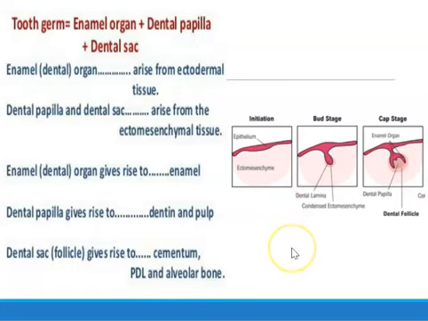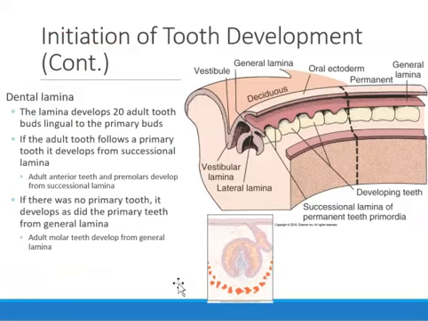Okay, so again, let's recap. The enamel organ, this part in dark pink, will become the enamel, the white substance of your tooth. The dental papilla, in brown right here, will become the dentin and pulp. And the dental sac or dental follicle, two terms used to describe this light pink part, will become other parts of the tooth, which are known as cementum, periodontal ligament fibers, and the bone.